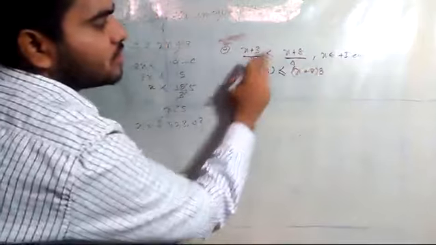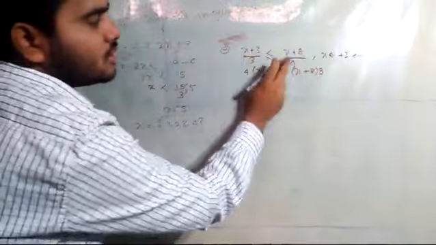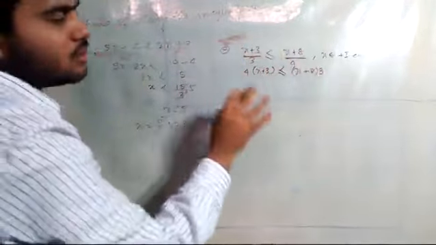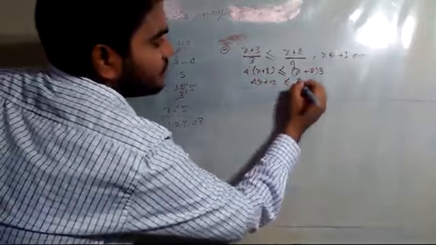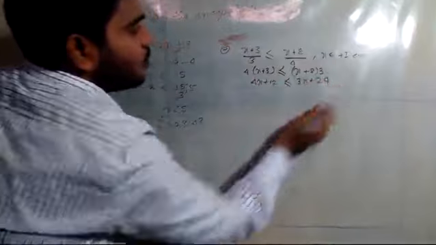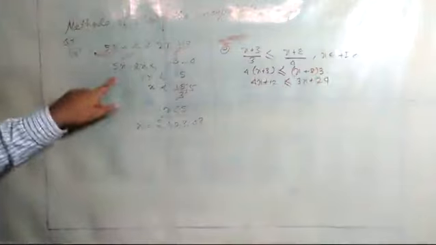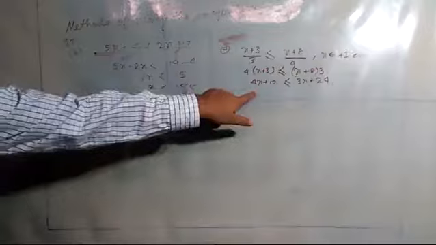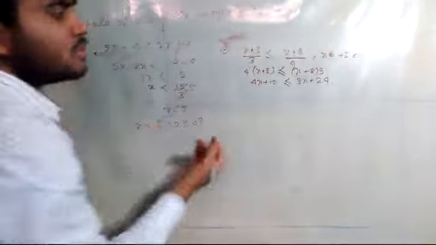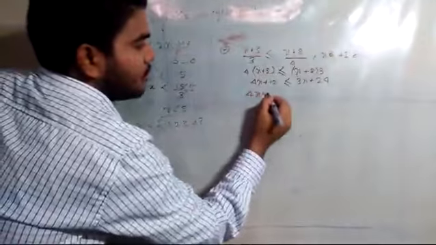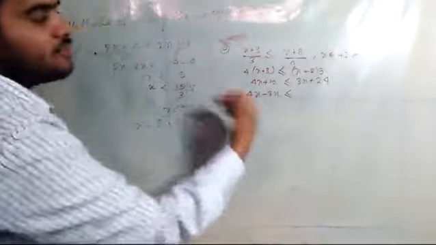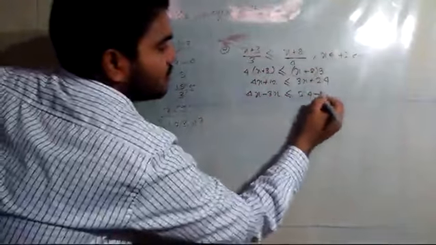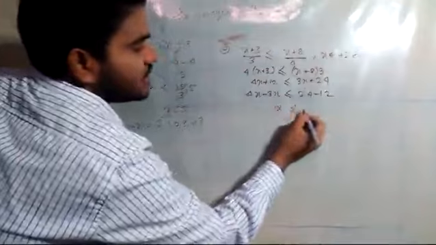This 3 is positive, it is going that side, no change of sign. This 4 is positive, coming this side, no change of sign. 4x plus 12 less than or equal to 3x plus 24. Bring the variables towards one side and transfer the constants to the other side. It is good practice to bring the variable to the left hand side. So 4x minus 3x, and 24 minus 12. So here we have x less than or equal to 12.